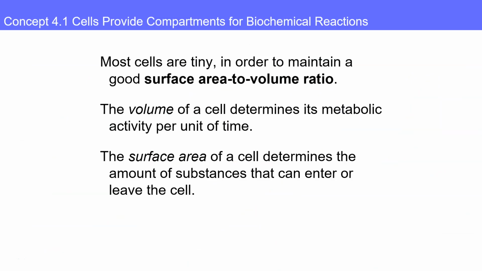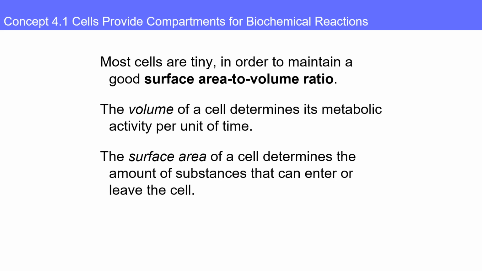Okay, so let's talk about why cells need to have organelles. Most cells generally are tiny. They do this in order to maintain what we call a surface to volume ratio. The exact ratio depends on the cell and its unique function, but it mainly comes down to the fact that as a cell gets larger, it has to worry about metabolic activity. The bigger the cell, the more metabolic activity it needs, and that means it needs more resources.